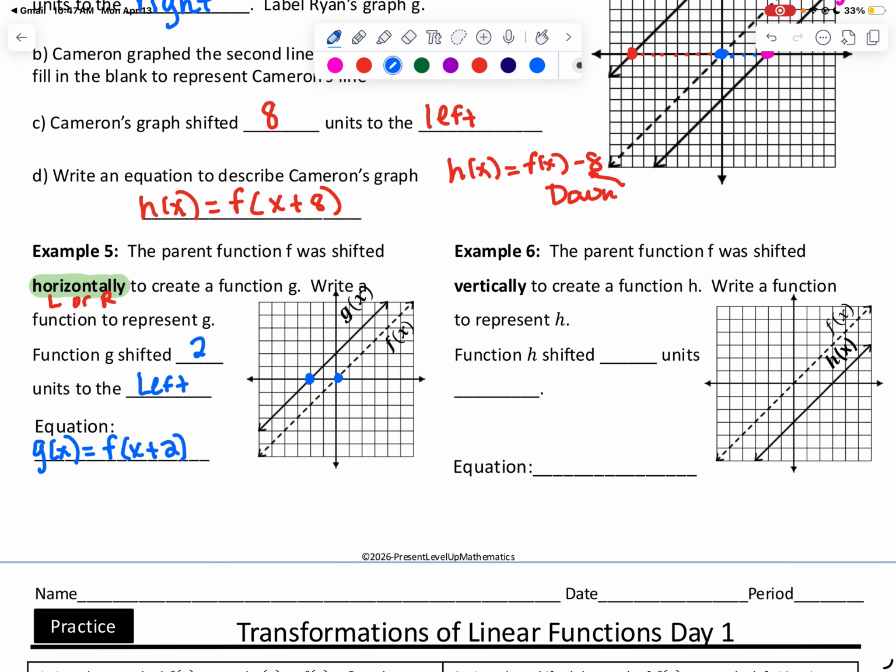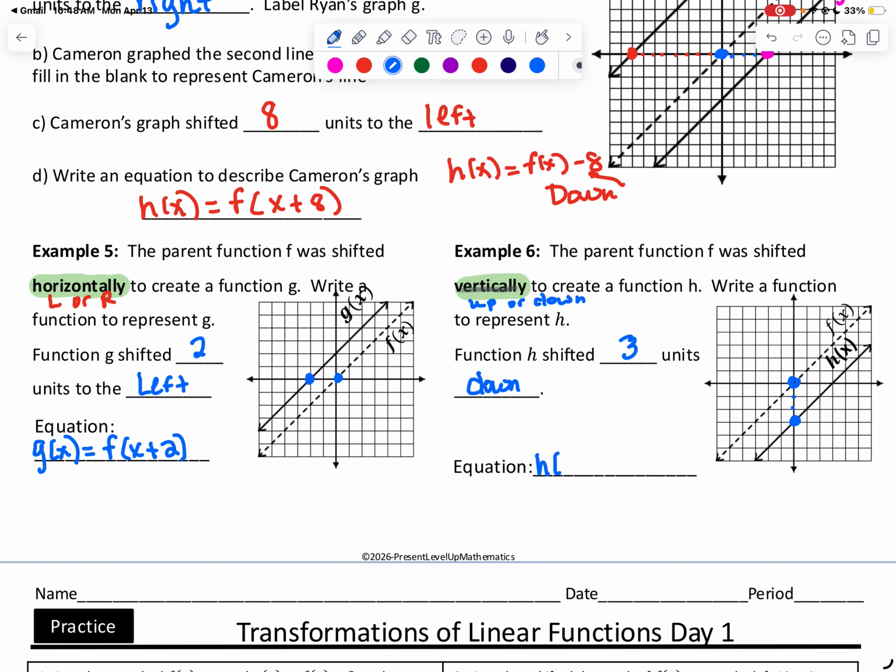All right, example 6. The parent function f was shifted vertically. Now, that's very important, that word vertically, because that means it can either move up or down. To create a function h, write a function to represent h. So here is our parent function, and it shifted down 1, 2, 3 units. So h shifted 3 units down. Now we're going to write an equation for function h.